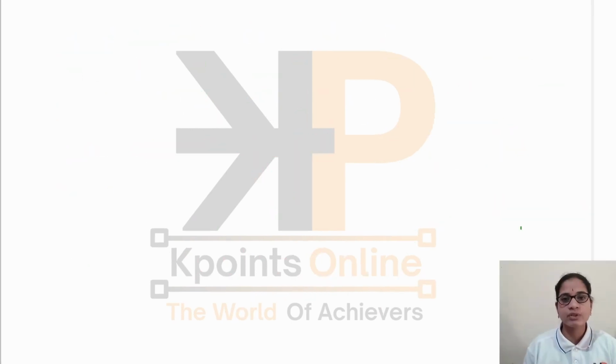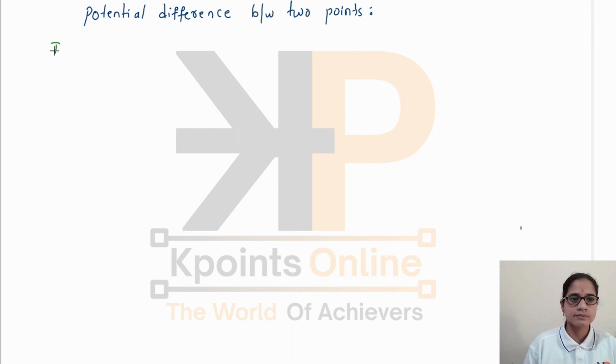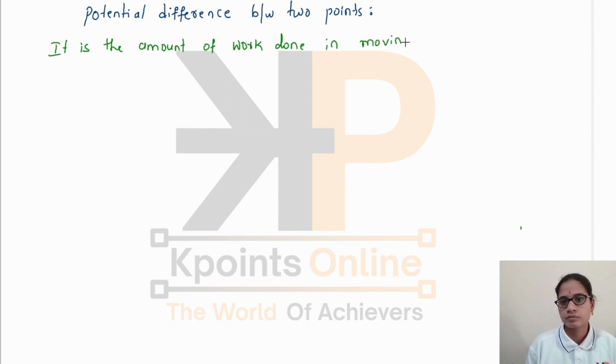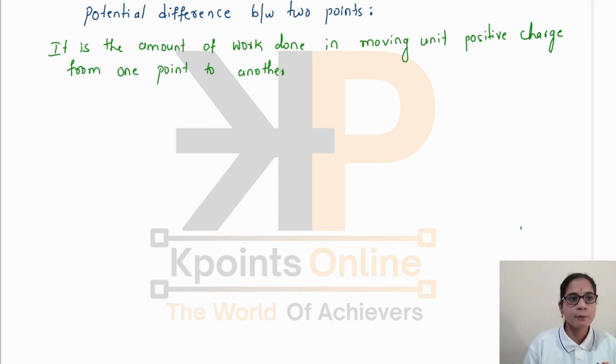The potential difference between the 2 points is defined as the amount of work done in moving a unit positive charge from one point to another. So it is the amount of work done in moving unit positive charge from one point to another. And this potential difference is denoted by the symbol V. Now the potential difference V is equal to work done by charge.